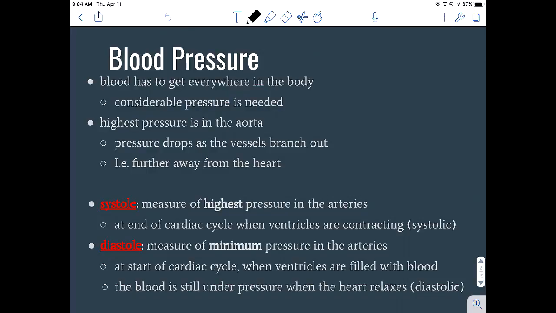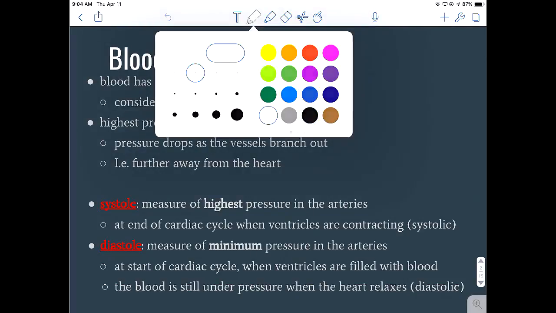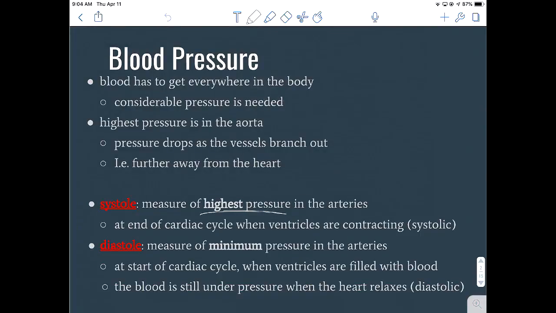So when we say highest pressure, we are talking about a larger number, right? Highest pressure, larger number. This is a very valuable thing to keep in mind when you get to a test, right? If it's a multiple choice test, and it says, which number is the systole, you should be able to identify the systole right away if you're comparing it to a diastole, because the systole is always going to be the larger of the two numbers.